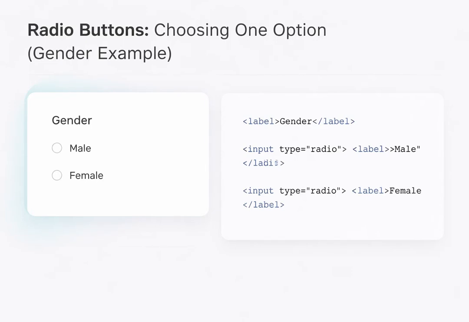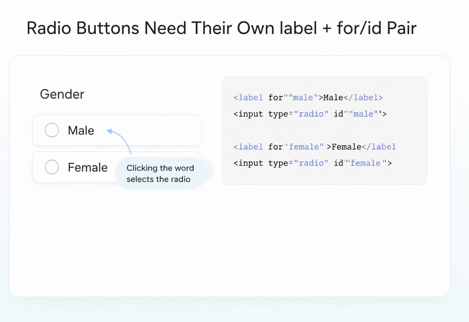Not all inputs are text boxes. When the user must choose exactly one option from a small set, like male or female, you typically use radio buttons. Radio inputs are designed for single-choice selection. For radio buttons, it's also helpful to connect each option's label to its input using for and ID. That way, the user can click the word male or female, not just the small circle, and the correct radio button gets selected.